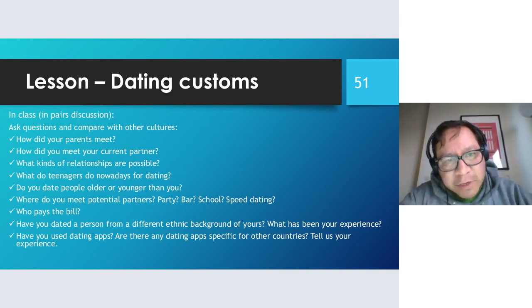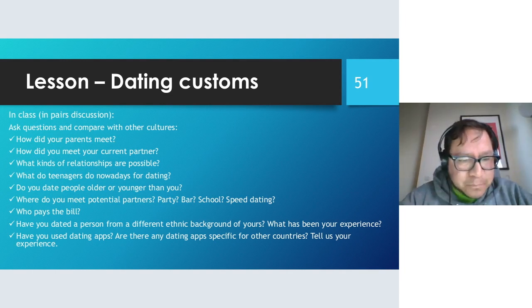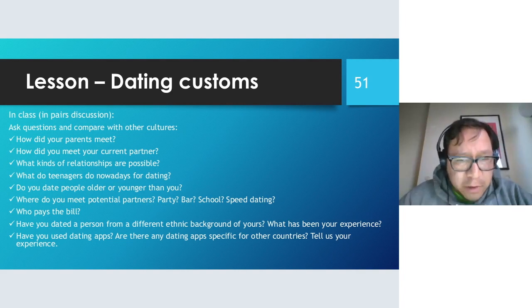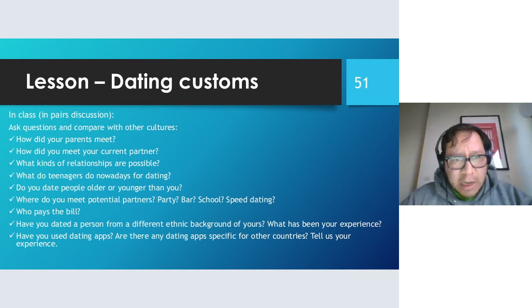The teacher pairs up the students and asks them to discuss these questions. I'm going to read them to you really quick. How did your parents meet, for example? How did you meet your current partner? What kinds of relationships are possible? You know, there are relationships like men and men and women and women, et cetera. And what do teenagers do nowadays for dating?